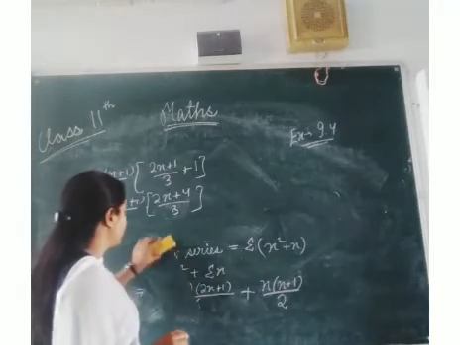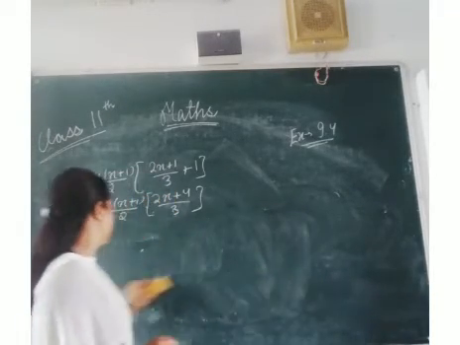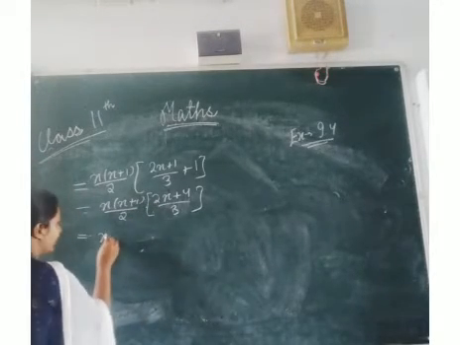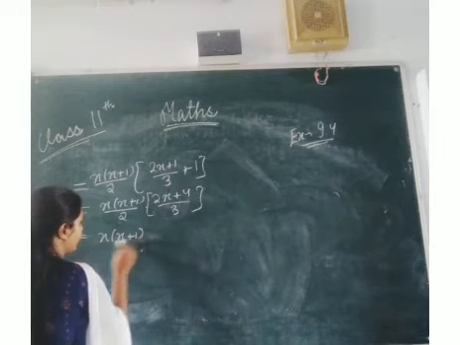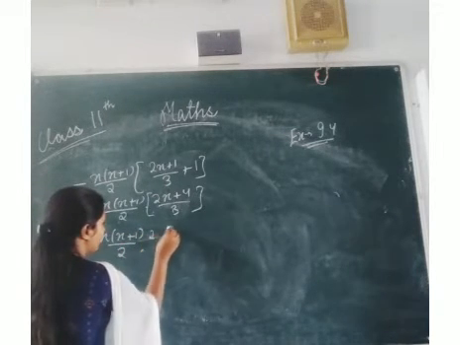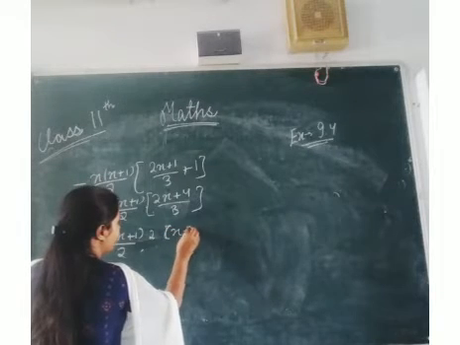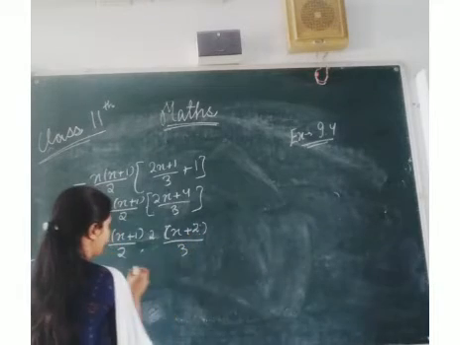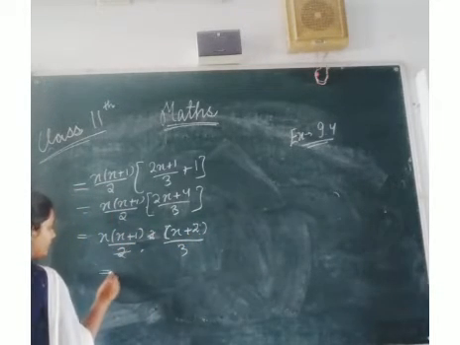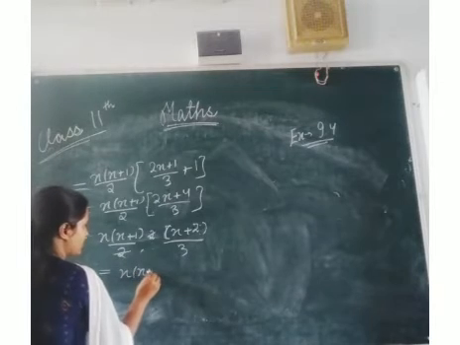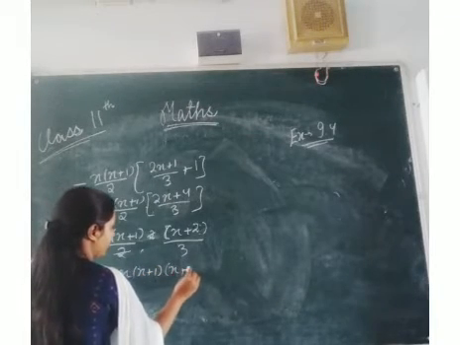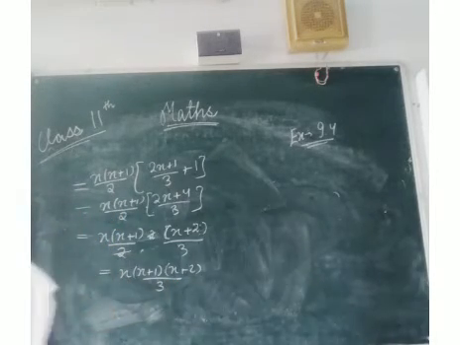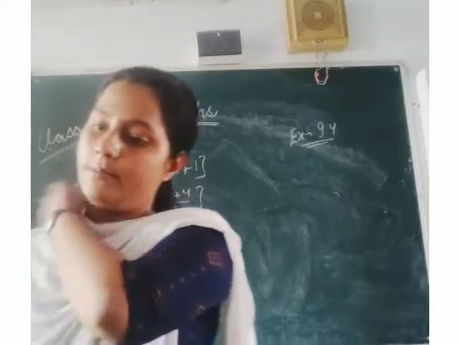From this side of the bracket we can take 2 common, and we will have n plus 1 upon 2. Taking 2 common, we will have n plus 2 upon 3. Now these two will be cancelled, and we will have the answer n plus 1, n plus 2 by 3. So this is the required answer which we have got by using this method.